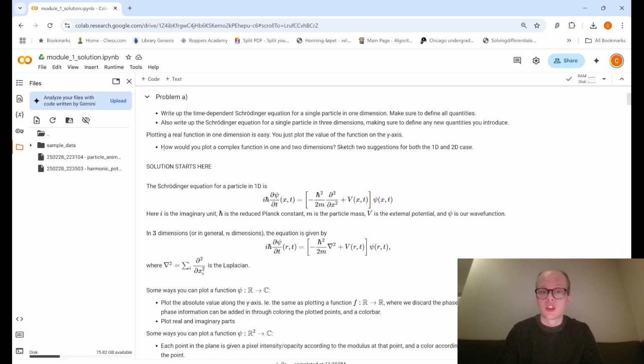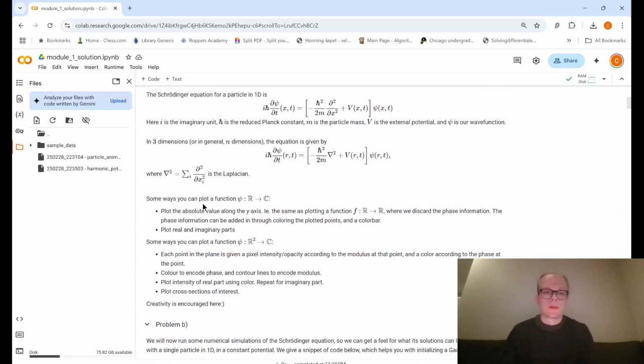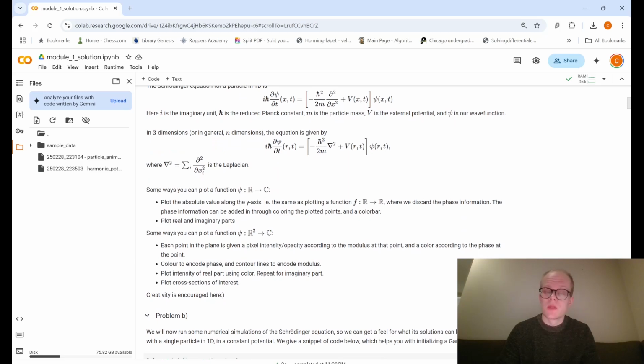All right. So for the third point on this problem, we ask you to think a bit about how you can plot a complex function in 1 and 2 dimensions. So some ways you can plot a function from the real numbers to the complex numbers. Well, one way you can do it is you can plot the absolute value along the y-axis. And then essentially you're doing the same as plotting just a real function, where you just discard the phase information. And you can add in the phase information just as a color that you add to each of the points. So that's one way you can do it. You can also plot the real and imaginary parts separately.